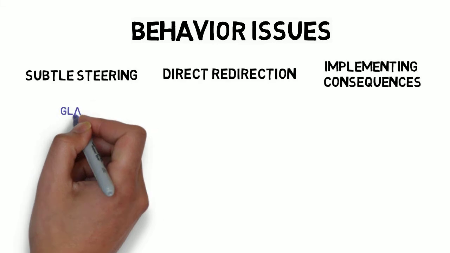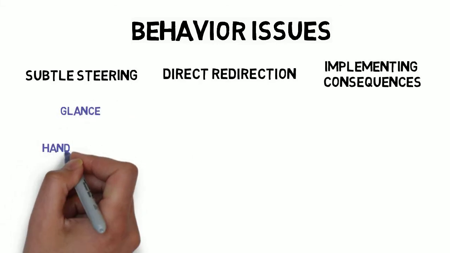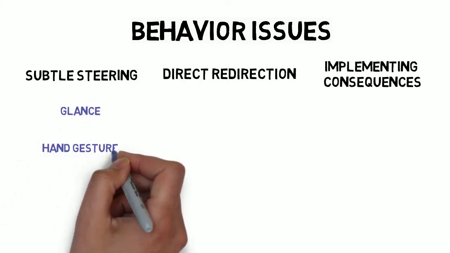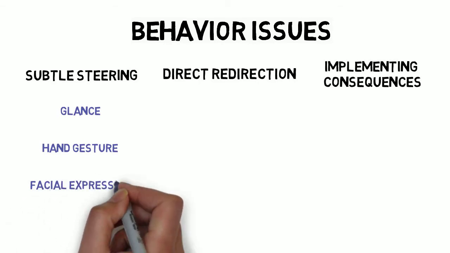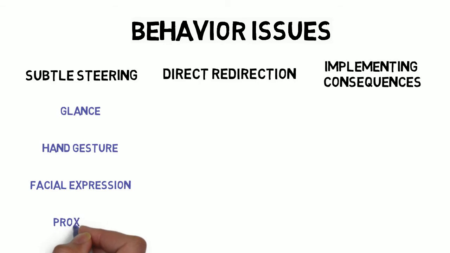Subtle steering is a way to manage behavior that doesn't single out the student, but lets them know that you're aware of their behavior. Often just by giving them a glance, a hand gesture, or a facial expression can let them know that you don't appreciate how they're acting and that they need to change their behavior. Proximity is another good way to reinforce positive behavior. Standing over by students who are not focused is often enough to make them realize that they need to get back on task.